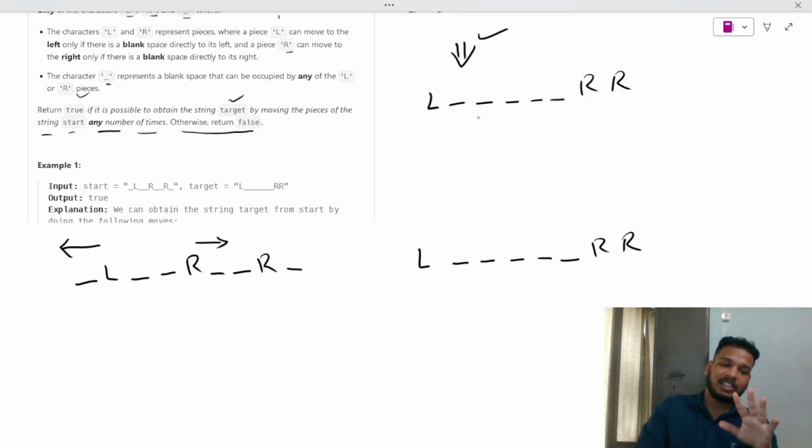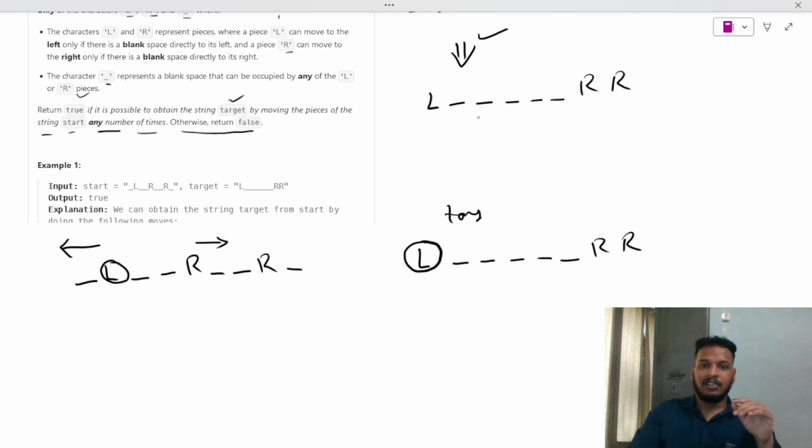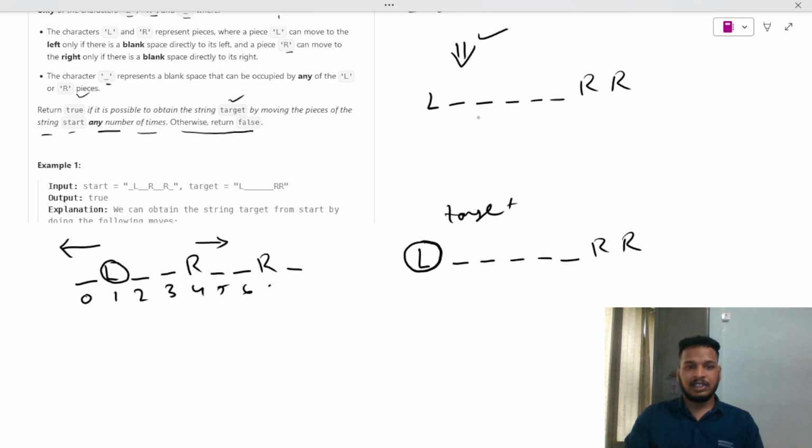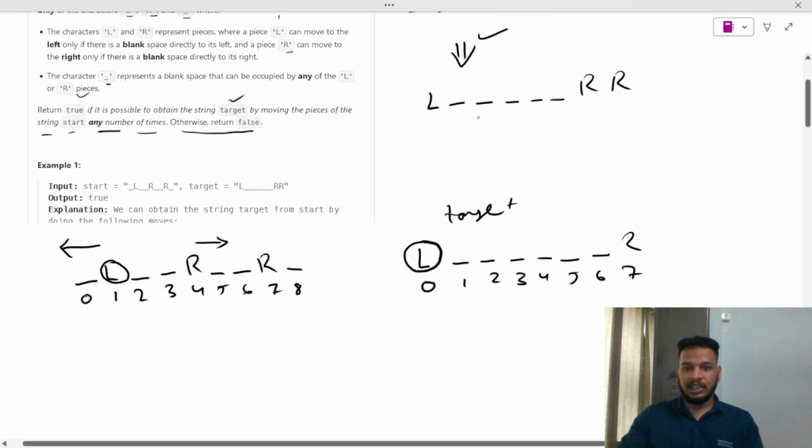If we consider this, we first have to know whether the position of the L is the same as the position in our target. Let's put the indices: 0 1 2 3 4 5 6 7, and maybe I have to add one more underscore, 8, because the length is always the same.